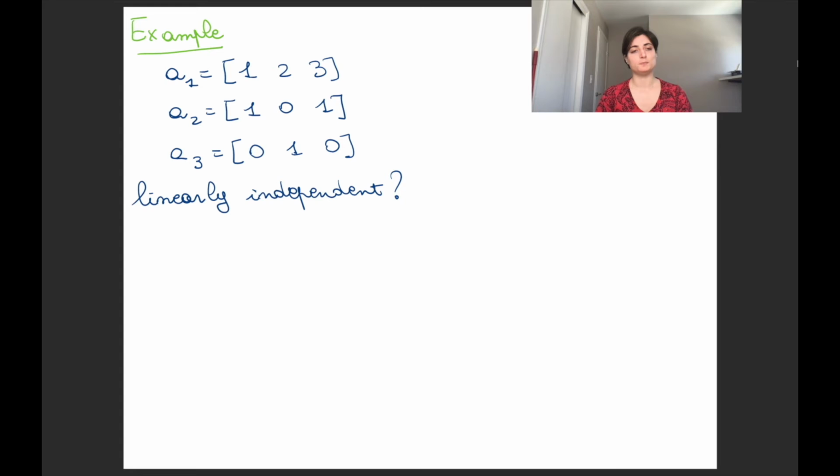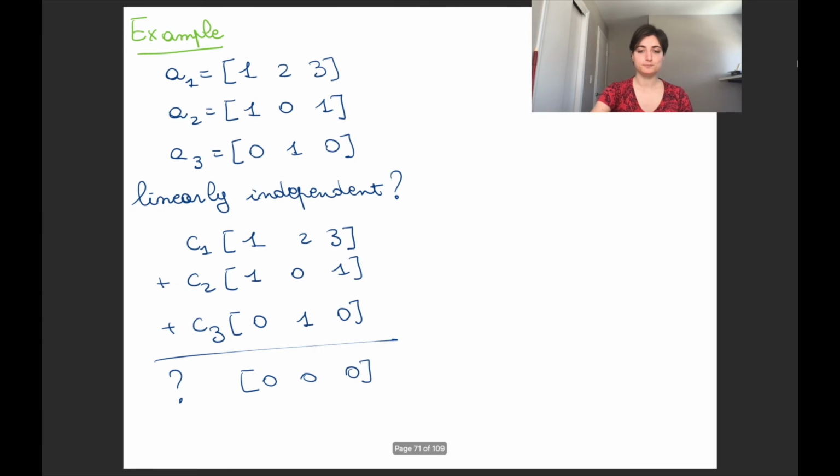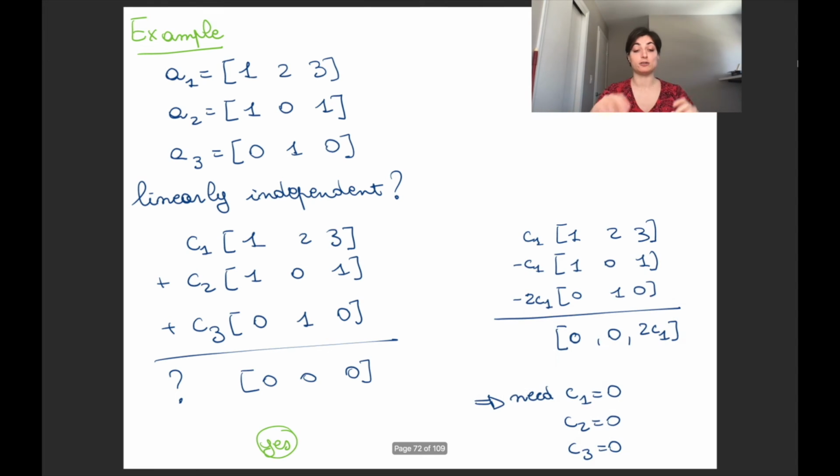Let's check an example. We take three vectors, so vectors of 3 elements. We call A1 (1, 2, 3). We call A2 (1, 0, 1). We call A3 (0, 1, 0). Are they linearly independent? We check. Can we find C1, C2 and C3 such that C1A1 plus C2A2 plus C3A3 is equal to 0? In this case, 0 needs to be a vector of zeros of the same length as the vectors we had.